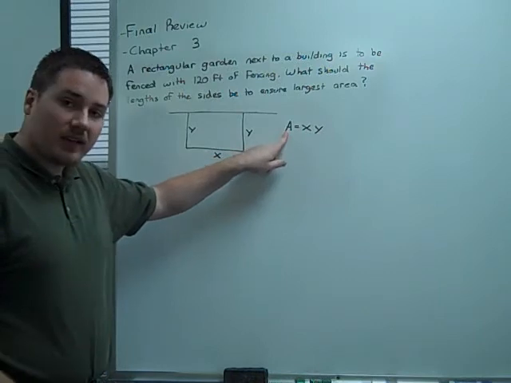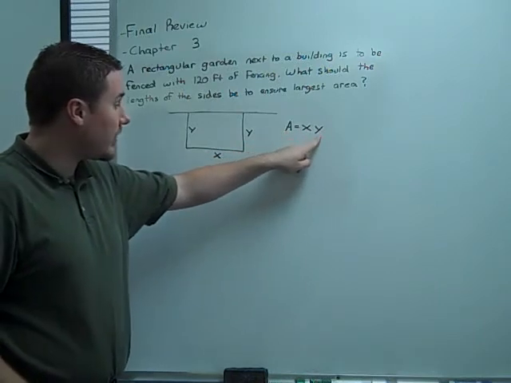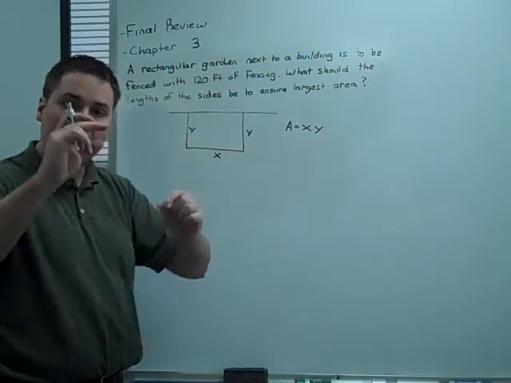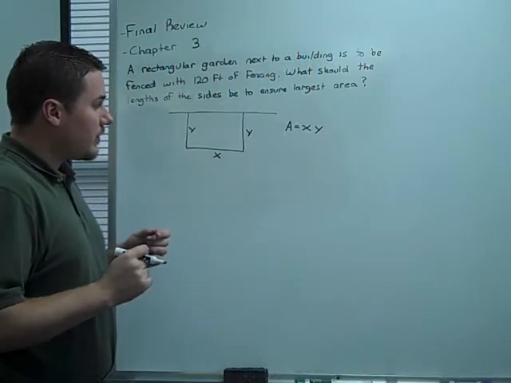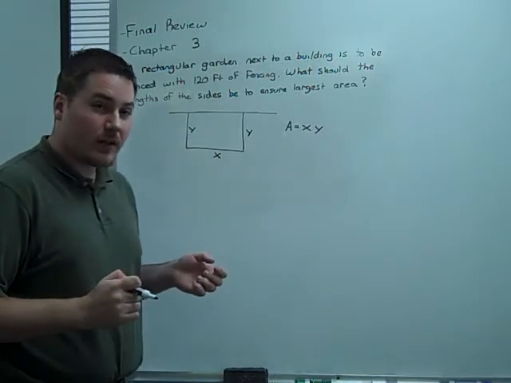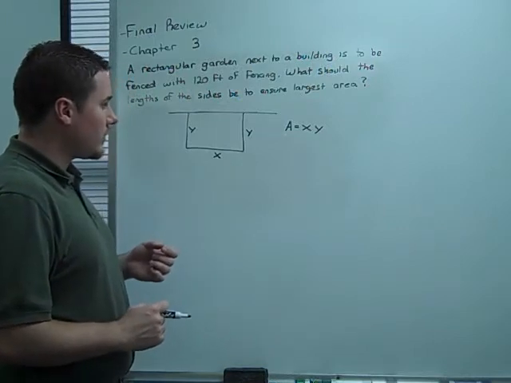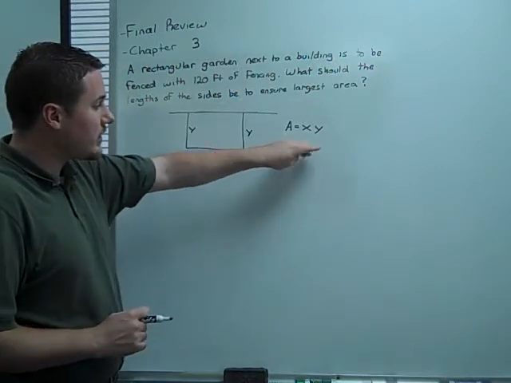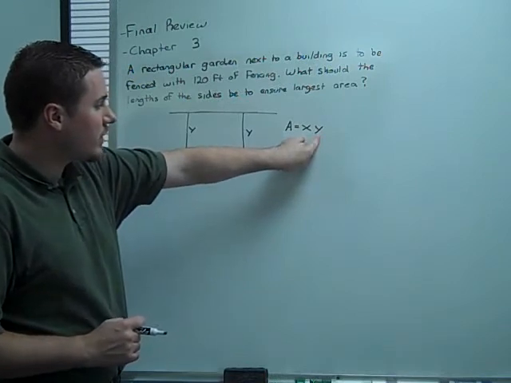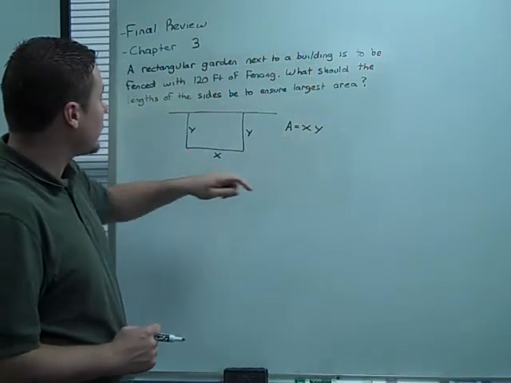A is a dependent variable. X and y are independent. I can make them whatever I choose. The problem is, we don't know what to do with two independent variables. So we need another equation. We need an equation that links the two independent variables. That is our secondary equation.